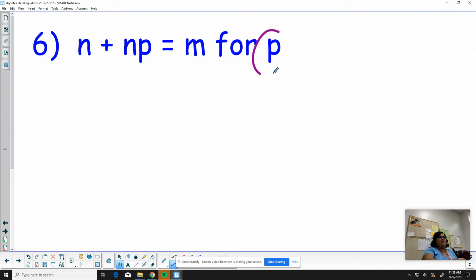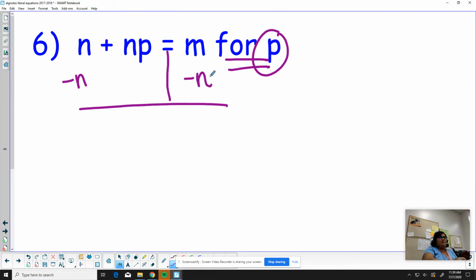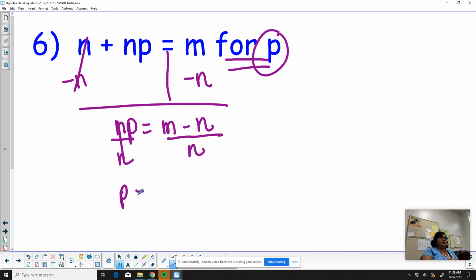Okay, this time we are solving for p. This one's different. We're not going to factor because there's only one p. Now, if I were solving for n, I would have to factor, but it says to solve for p. So let's see, I'm going to subtract n to move this n over. The n's go away, np drops. And then I'm dividing both sides by, let's see, I want p alone, so I'm dividing by n. So p drops. This is m minus n all over n.